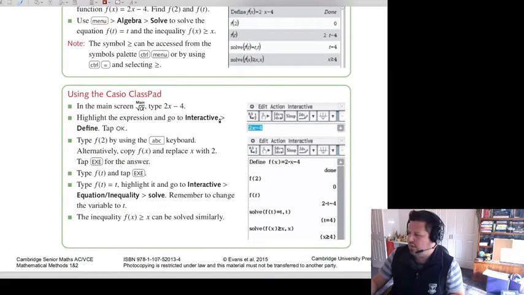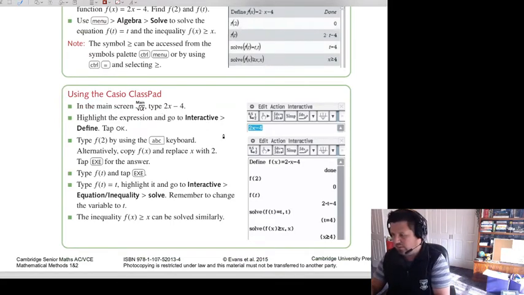Alrighty, what's this here? Oh, cool, you can play around with your calculator and do these types of things also. So I'd encourage you to have a bit of a look at that.